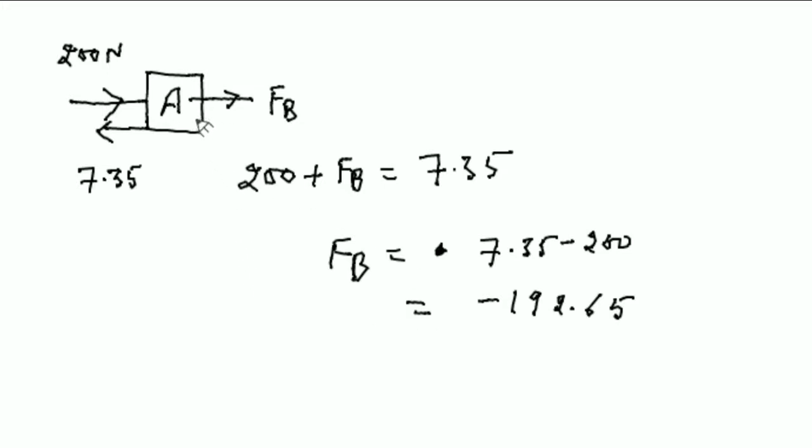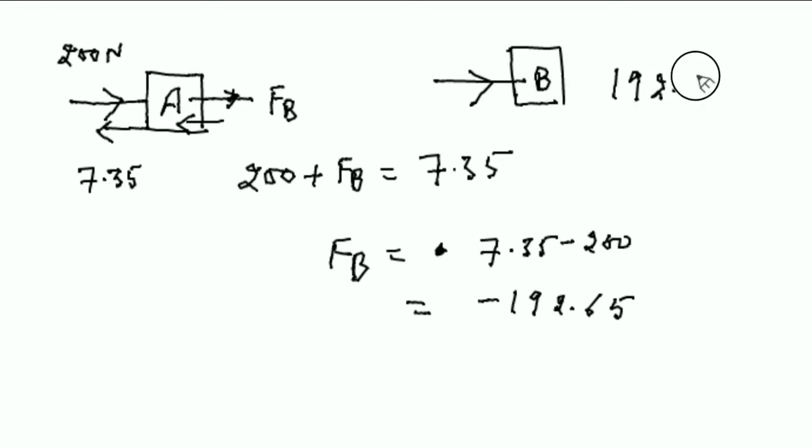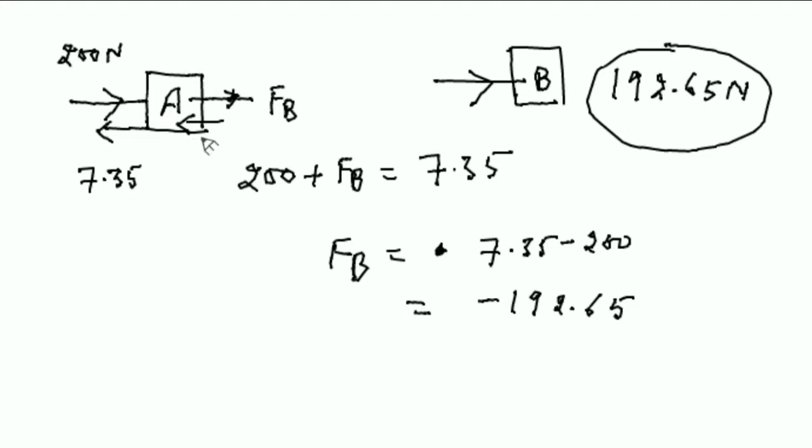So now you can write here force on B, and this is the force on A. So force on A is acting in this direction because here the minus sign came out. The force on B is exactly the same force, 192.65 Newton in the right direction. Here we can take any one, and automatically the minus will come here. So the minus is showing that whatever direction we took for the force on A is wrong.